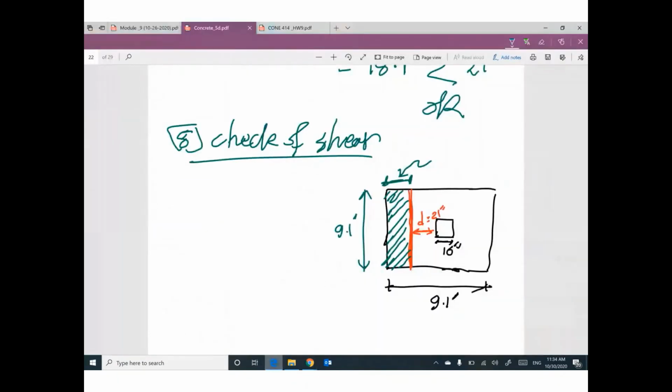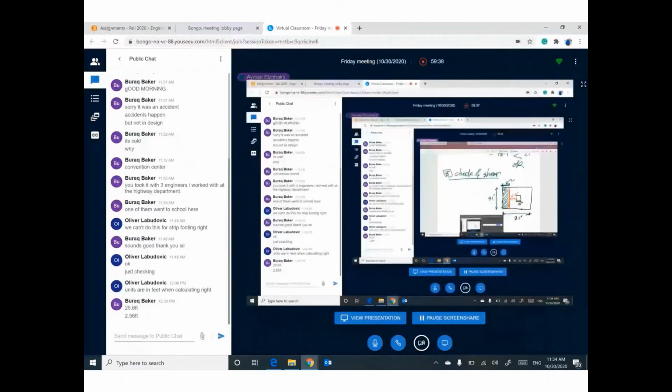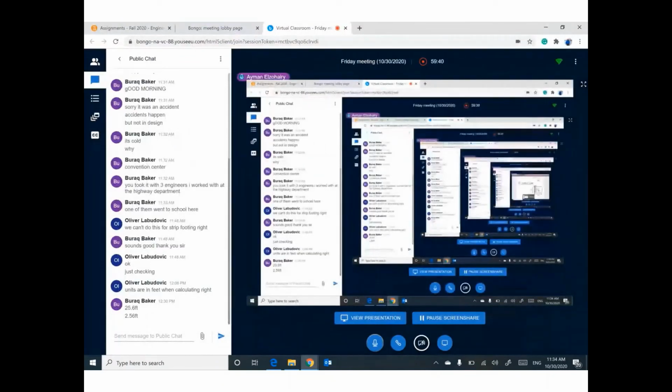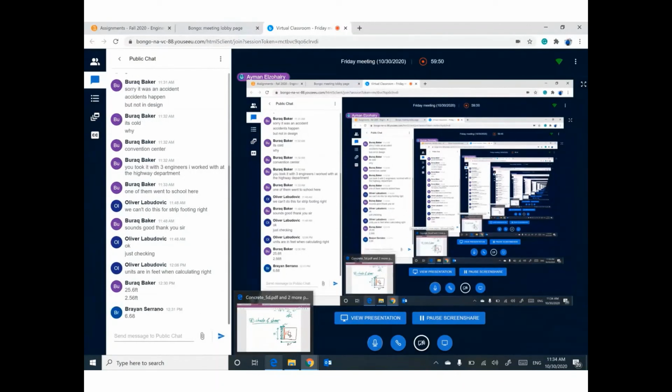25? This total length is 9.1. You are kidding me. That means this length is 25? Oh my goodness. No, it's not 2.56. No. Guys, I gave you a hint last meeting to help you figure out these distances because it's very critical. It's confusing. No, Brian, no.